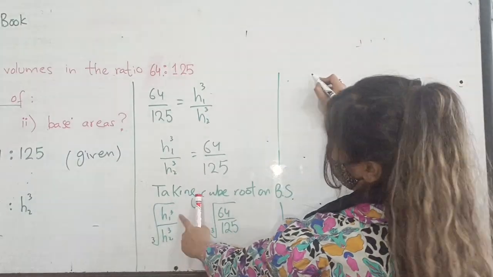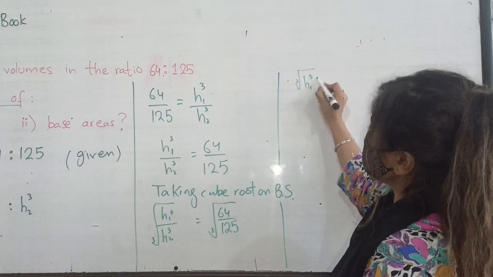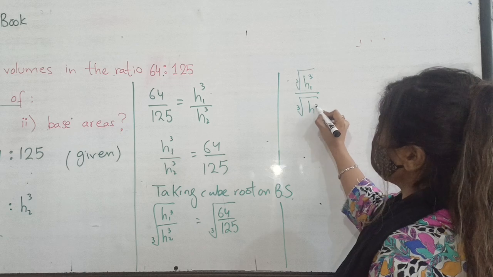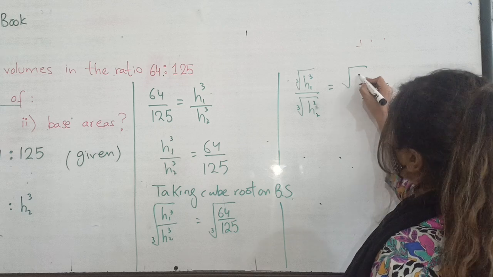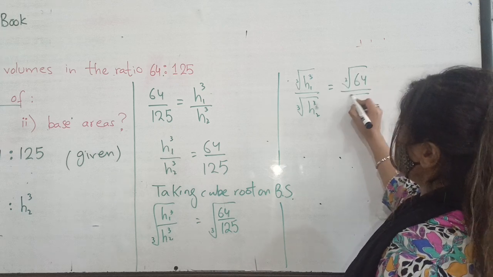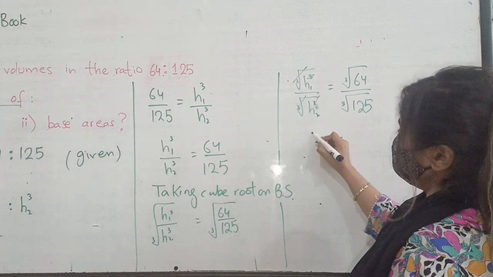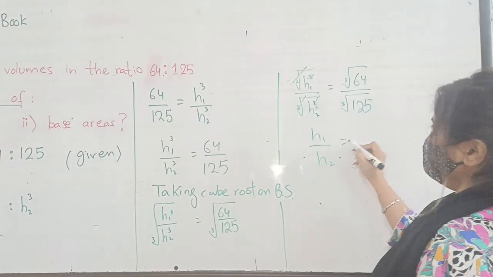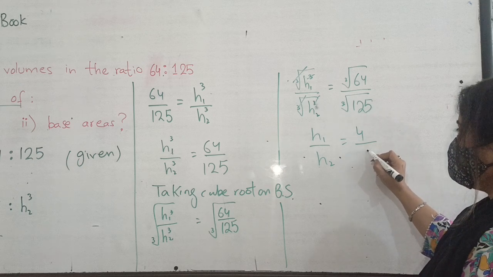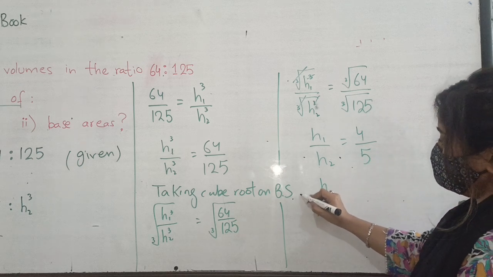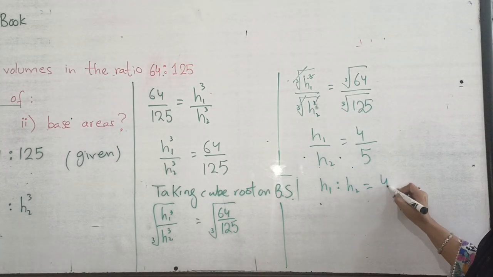This cube root we will apply separately: the cube root of H1 cube and the cube root of H2 cube is equal to the cube root of 64 and the cube root of 125. So the cube will cancel with the cube root. This will be H1 over H2, and the cube root of 64 is 4 and the cube root of 125 is 5. So we can write H1 ratio H2 is equal to 4:5.